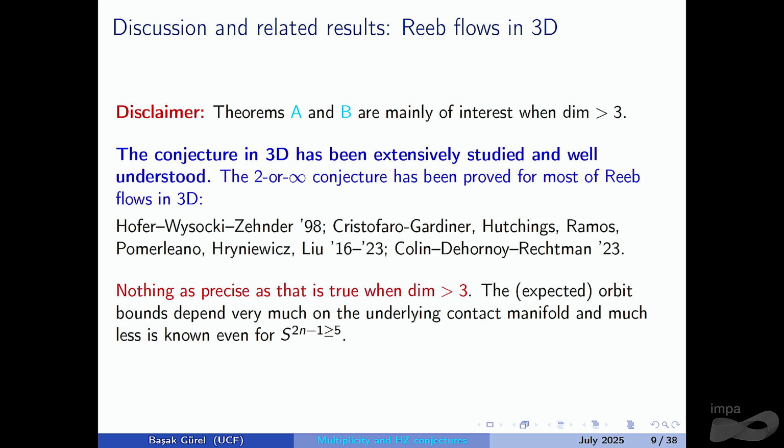When you go to higher dimensions, of course, the story becomes very different. Number one reason being that you just don't have all these nice tools anymore. Hence, essentially every result has some kind of convexity or non-degeneracy assumption. And if you also want to change your contact manifold, you would expect that all these lower bounds in general depend on the manifold itself, not just the dimension.